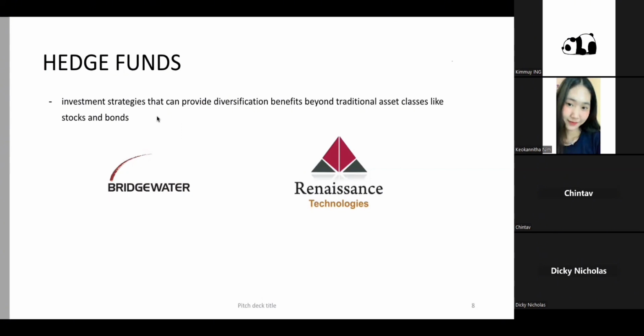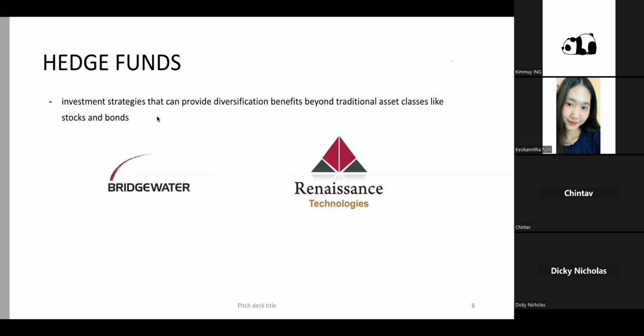The next company is Renaissance Technologies. It's a computer technology, and the hedge fund strategy that they use is to focus on the mathematical strategy, like to predict the future price.